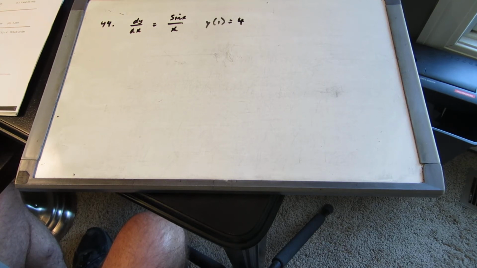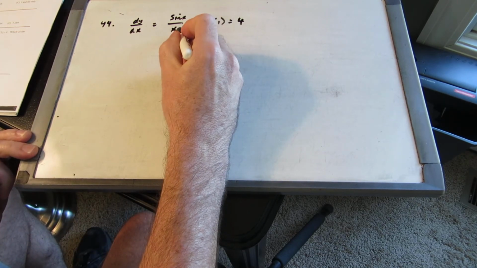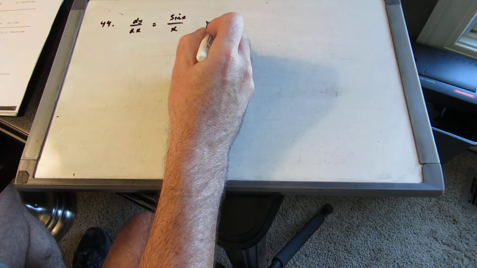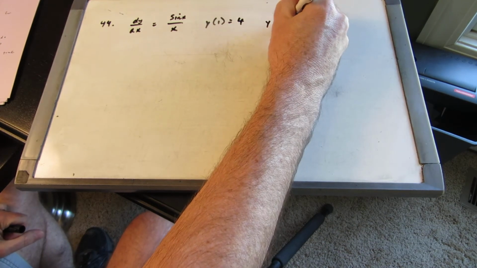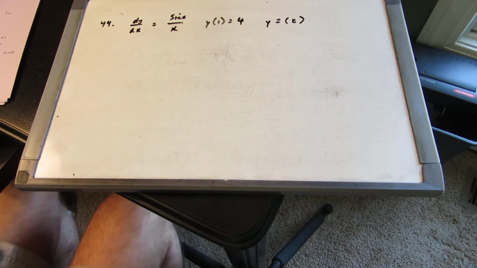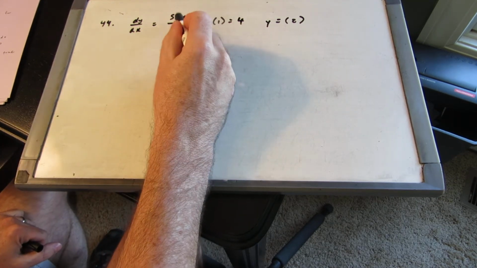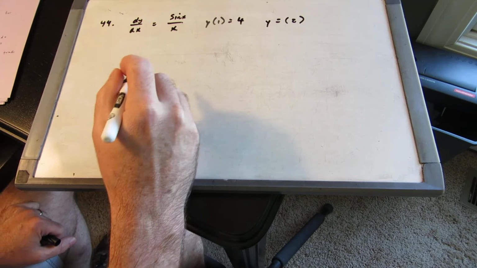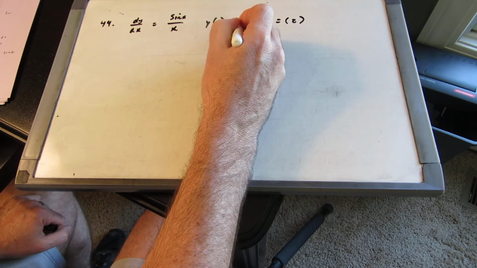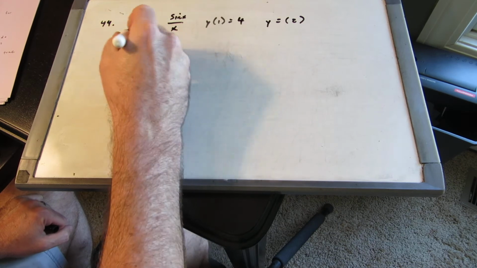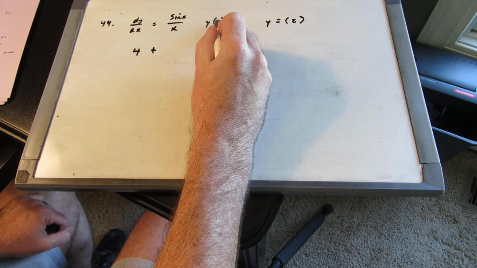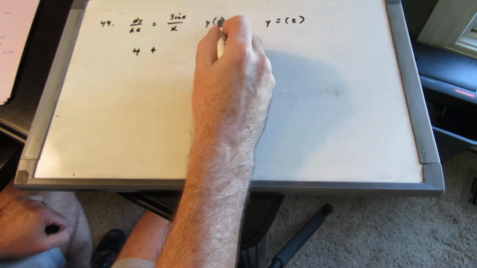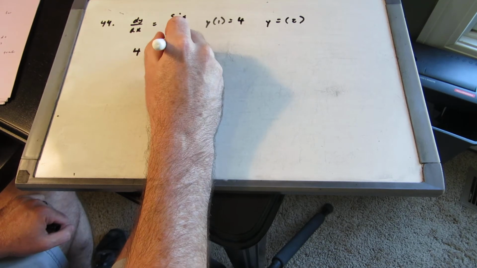So we're going to start with number 44, which says if dy/dx is equal to sine x over x and y of 1 is equal to 4, then what is y of 2 equal to? So you're going to be able to put this in your calculator, all right? But what you do is you start out with the y value, with something like this. So we have 4 plus, and then we're going from x is equal to 1 to x is equal to 2.